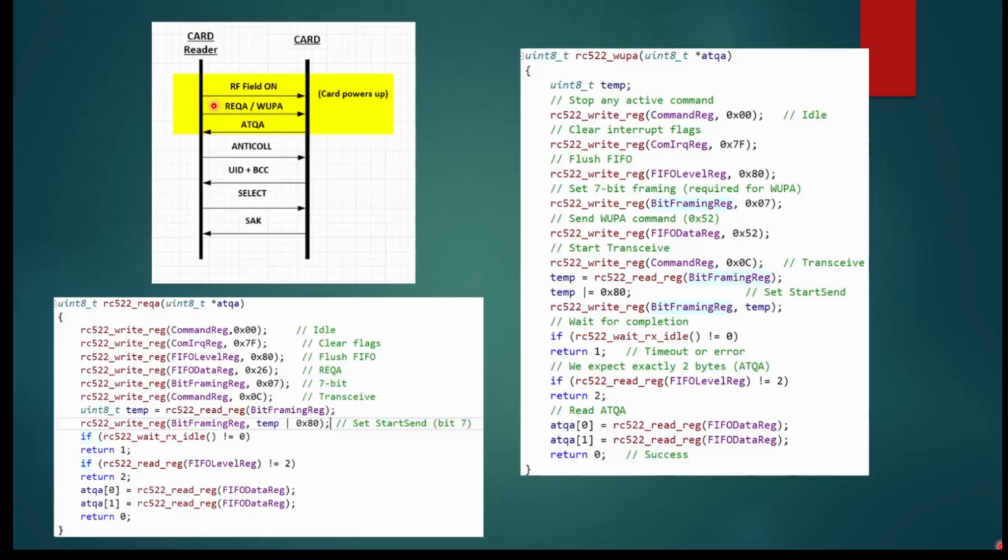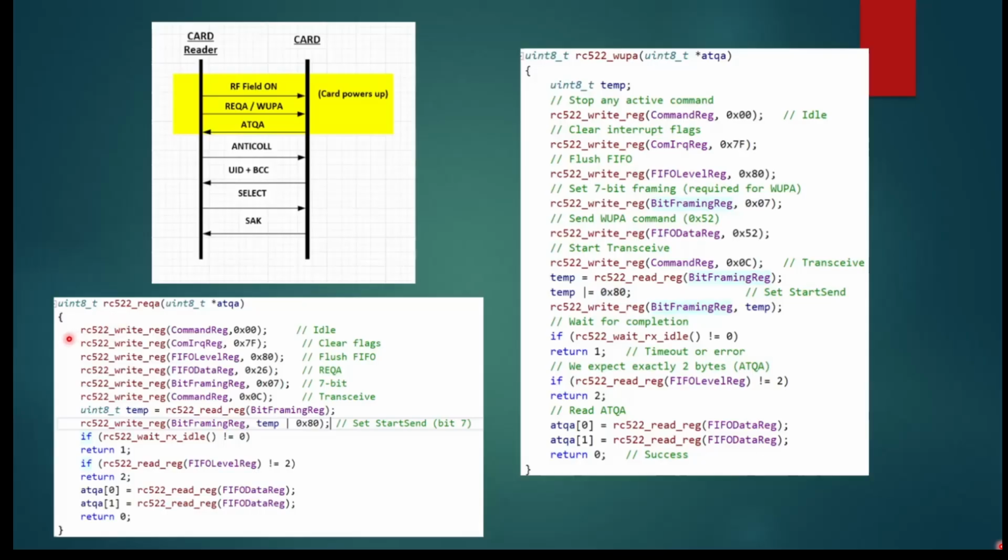Now, what determines whether we're going to send the REQA or the WUPA has to do with whether the tag was disconnected using the halt command or not. If it was disconnected using the halt command, then we need to send the WUPA, or in other words, it will only reply to the WUPA. So let's look at the code, starting with the REQA.